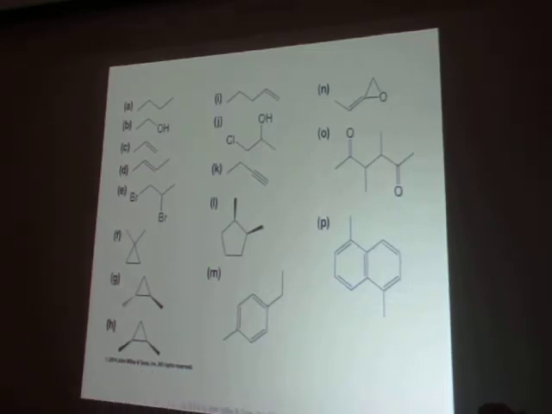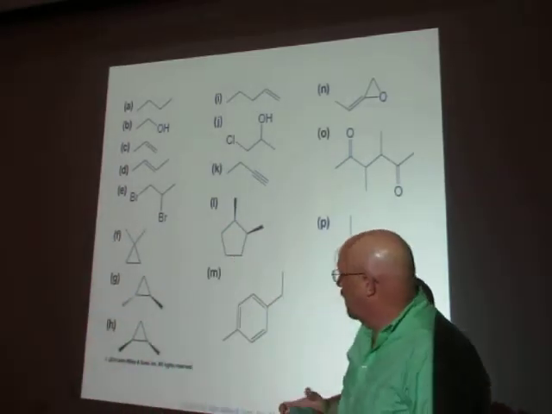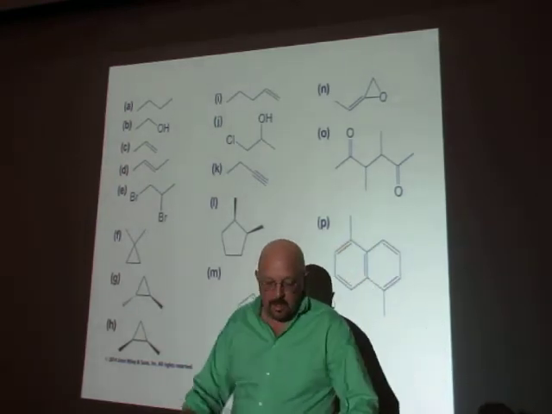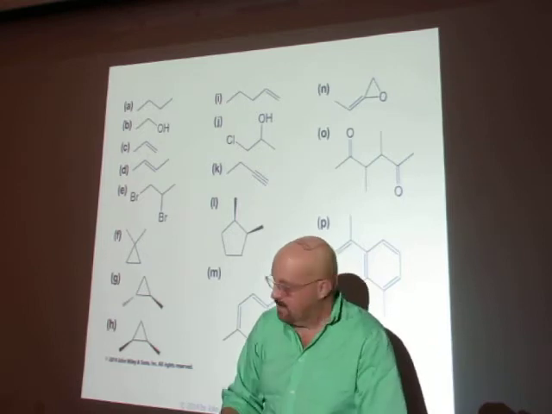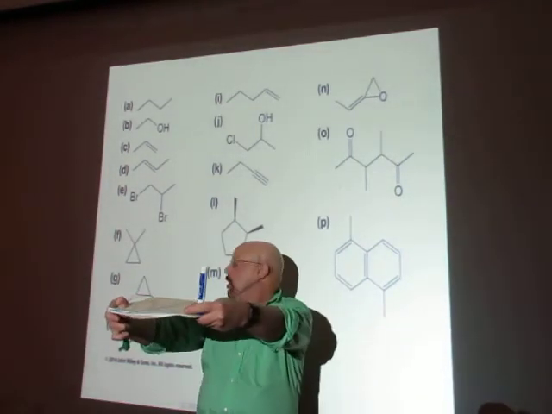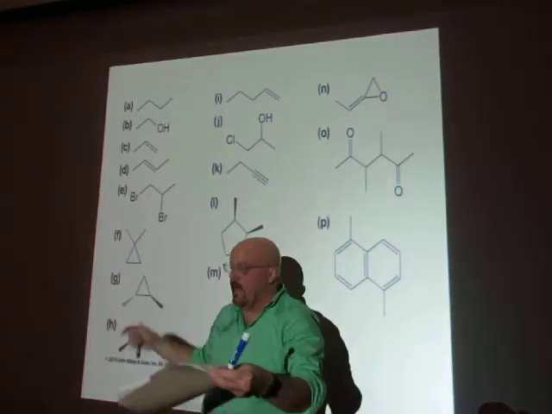Okay, let's get back going here. Let's take a look at, I had skipped G. G has a C2 axis of symmetry. So you got one methyl on top, one on bottom. So G is going to have three signals.